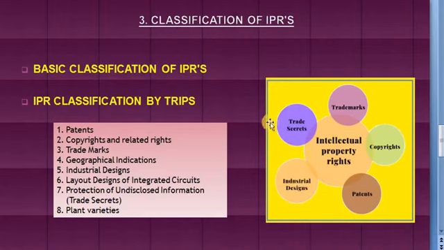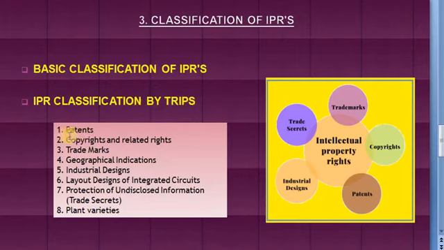But as per the standard classification of IPR provided by the TRIPS agreement, it includes patents, copyright and related rights, trademarks, geographical indications, industrial designs, layout designs of integrated circuits, protection of undisclosed information, and plant varieties. So these 8 categories are included in IPRs. Let's briefly discuss these 8.